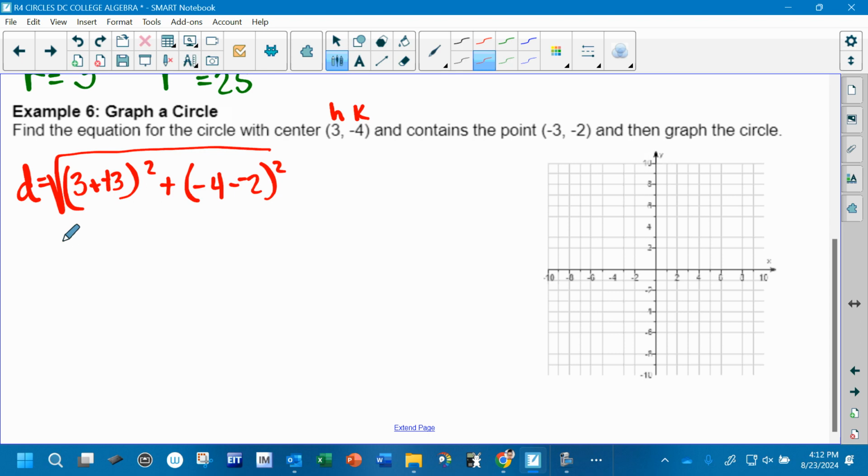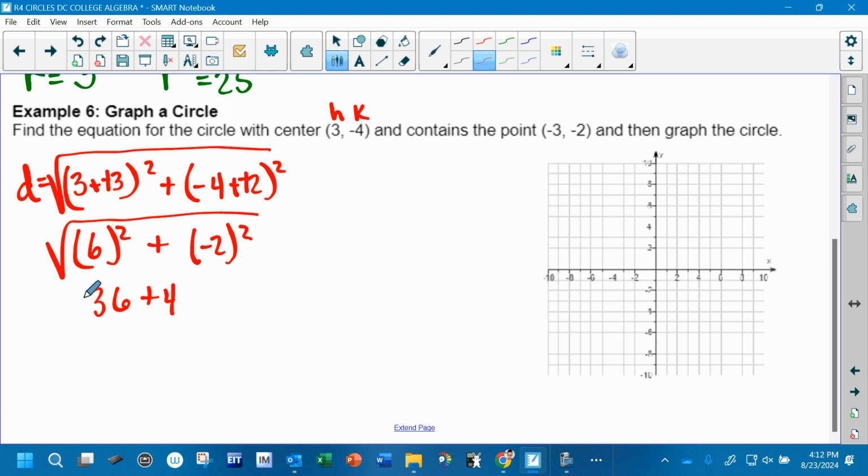2 negatives make a positive. 3 plus 3 is 6. 2 negatives make a positive. -4 plus 2 is -2. So this is 36 plus 4. So this is the square root of 40.